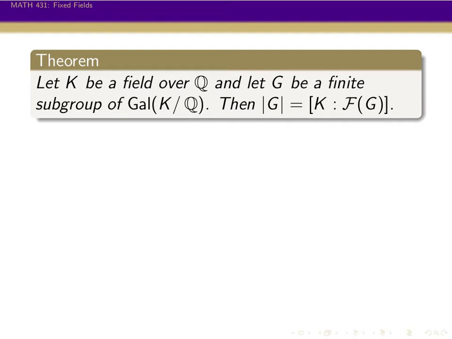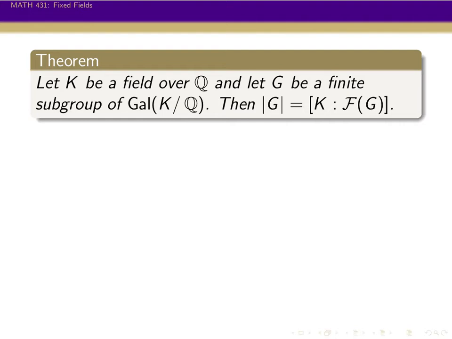Okay, so the big result for this video is right here, and it says let K be a field over Q and let G be a finite subgroup of the Galois group of K over Q, then the number of elements in G is going to equal the degree of K over the fixed field of G.